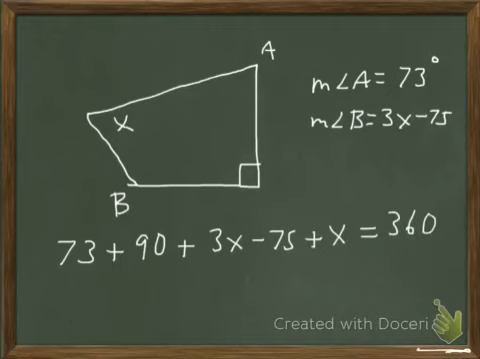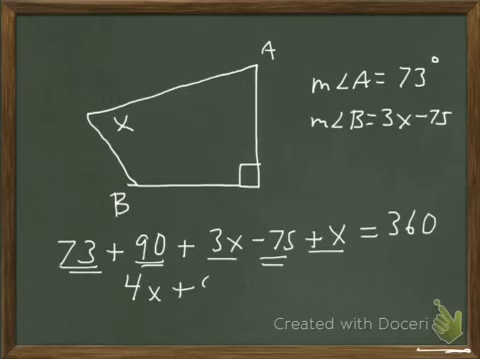Now you combine your like terms. 3x plus x is 4x. Then 73, 90, minus 75. To put that in, you put it exactly like you see. You are using your calculators on this, so you would say 73 plus 90 minus 75, and if I did it correctly, that's 88. So 4x plus 88 equals 360.